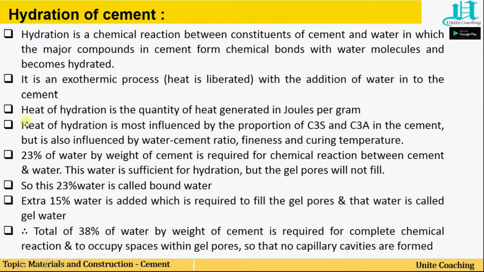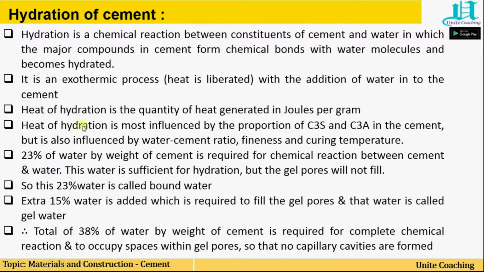And there is also one concept, heat of hydration. What is heat of hydration? It is the quantity of heat generated, and it is measured in joules per gram. This is also very important. If a question is asked like this, what is the unit of heat of hydration? You can answer, it is a quantity which is measured in joules per gram. Then heat of hydration is most influenced by the proportion of C3S and C3A in the cement.